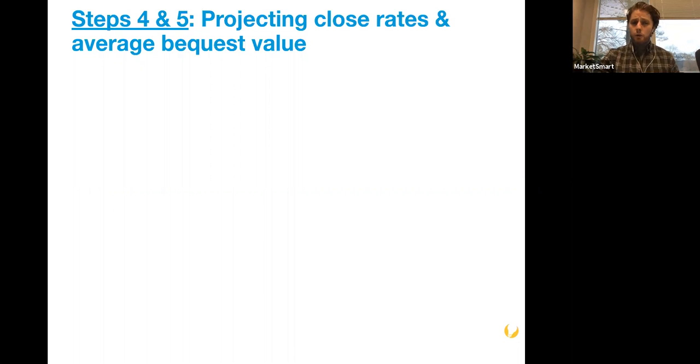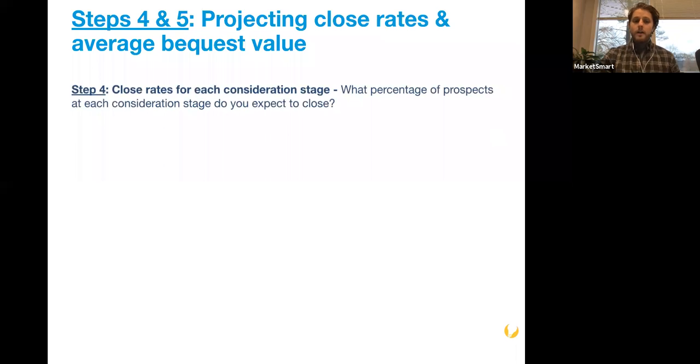So now we're going to project close rates, and we have to figure out what that average bequest value is. When we talk about close rates, we can think back to that previous slide that showed the distribution of donors in those 4 categories, right?